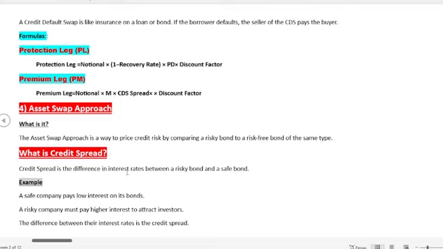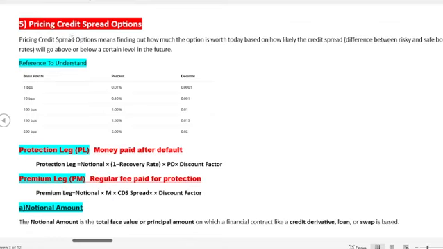So what is the credit spread? The credit spread is the difference in the interest rate between the high-risk bond and the safe bond. That difference between the high-risk company and the low-risk, safe company is known as the credit spread. So let's understand what pricing a credit spread option is. Pricing a credit spread option means finding out how much the option is worth today, based on how likely the credit spread between risky and safe bond rates will go above or down a certain level in the future.